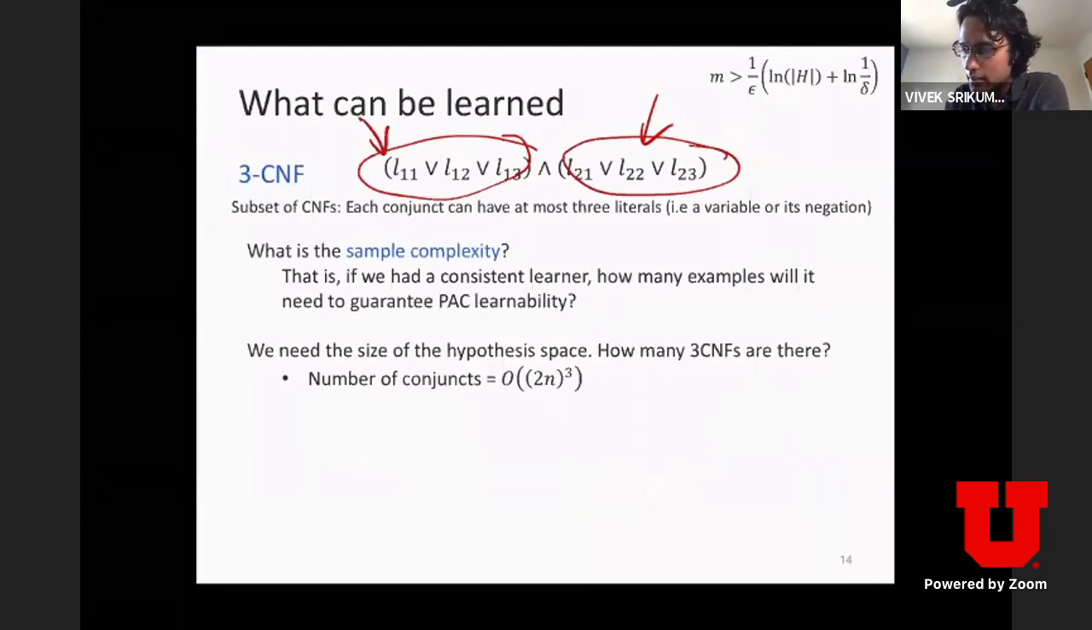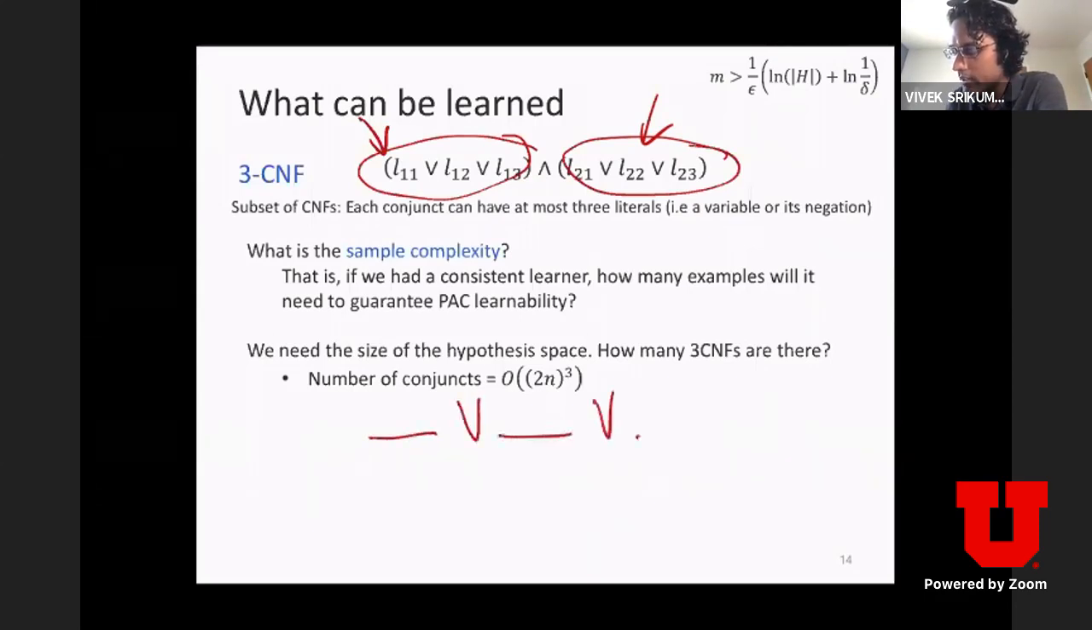Each conjunct in a 3CNF looks something like this. It has exactly 3 spots. In each spot, you can put a variable, or its negation, or you can choose to leave it empty, because we have at most 3 literals, or empty.